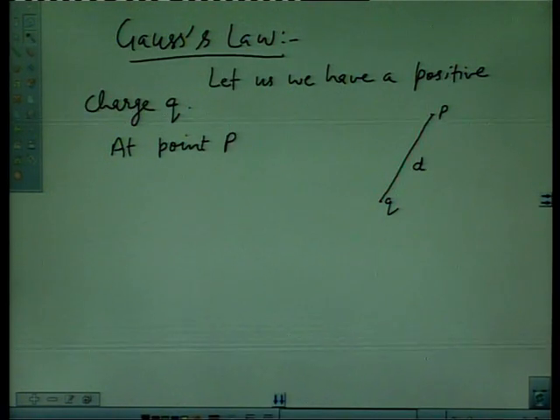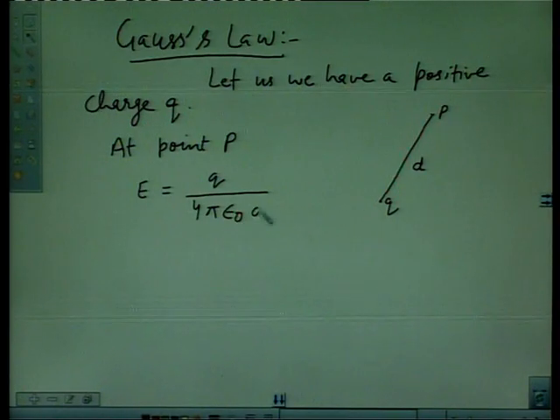So, the electric field due to this charge q at point P is equal to q upon 4 pi epsilon naught times distance square. E is the electric field. In vector form we can write E vector is equal to q upon 4 pi epsilon naught d square into d cap. This is the definition of electric field due to any point charge q at a given point P which is located at a distance d.